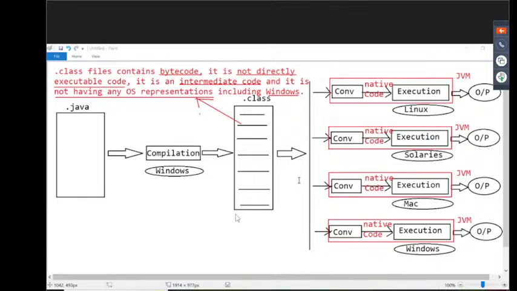Understand my point here now? Java is a platform independent programming language, but the JVM is what there? Platform dependent. Linux based JVM, Solaris based JVM, Mac based JVM, Windows based JVM. Now tell me, how many JVMs have we used there? 4 JVMs we have used, not a single JVM. Got it or not?